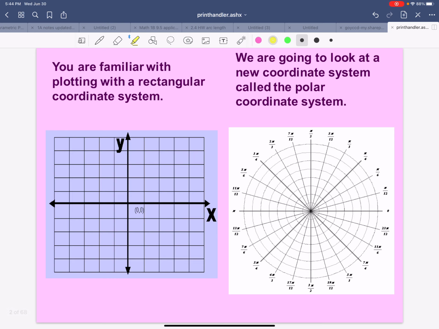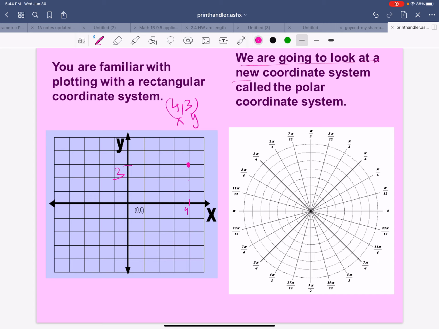Just like we know how to plot a point. Let's say I want to plot 4, 3. I will look for x as 4, y as 3. So x will be 1, 2, 3, 4, and y 1, 2, 3. So this is going to be my point here. That's in the rectangular coordinate system.